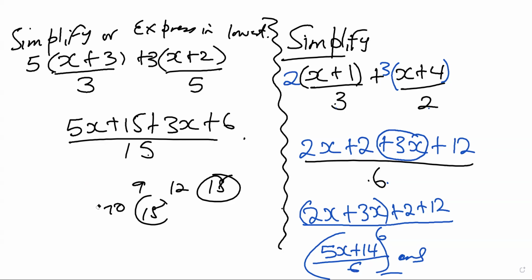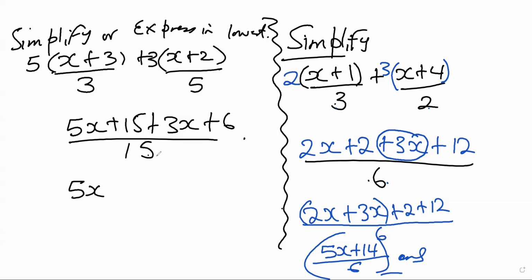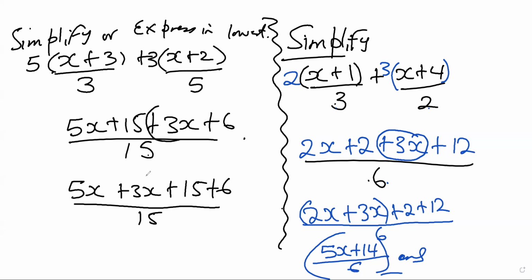All we have to do now is group the like terms and simplify. As I said, they're on the same side, so you just put the same sign. This is a plus 3, so you put plus 3. Plus 15 plus 6 over 15. These are the like terms. 5 plus 3, 8x. 15 plus 6, 21 over 15.